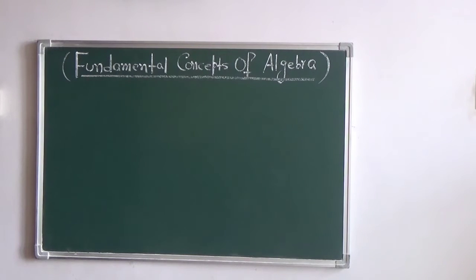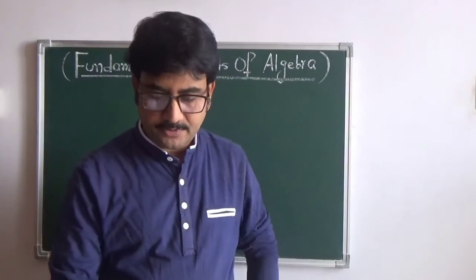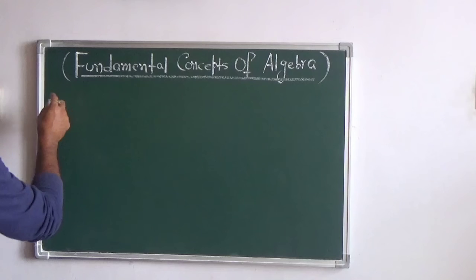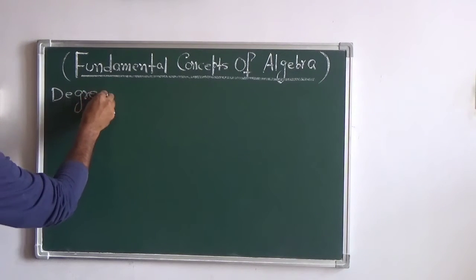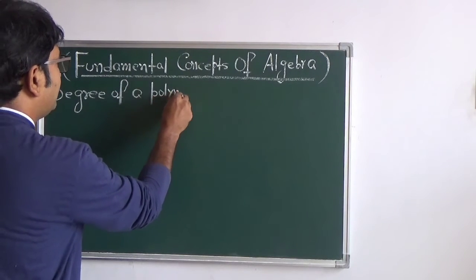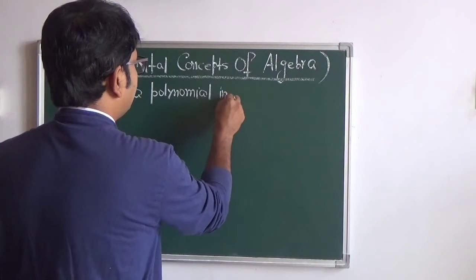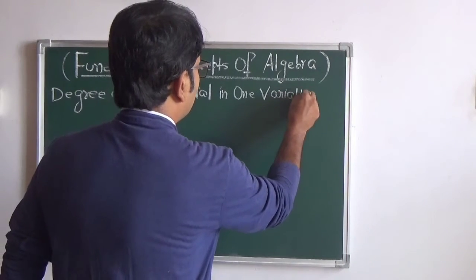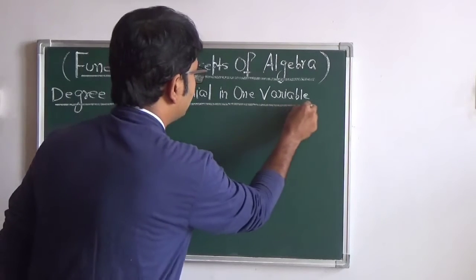So now today we will discuss further, we will extend our concept on this particular chapter. So today we start with degree of a polynomial in one variable. What is called the degree of a polynomial in one variable, right?